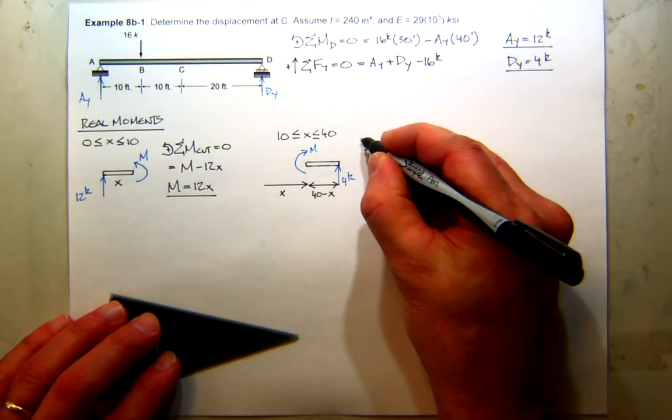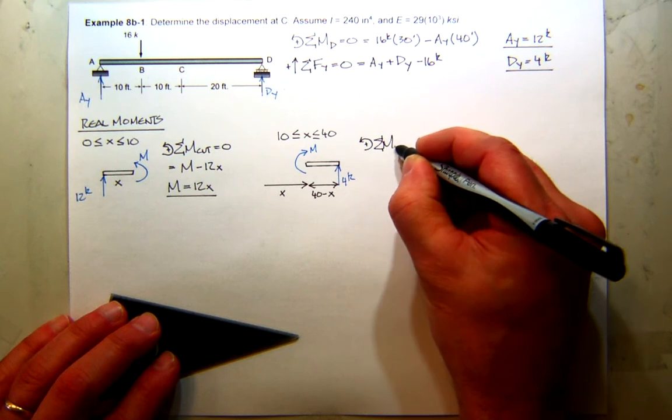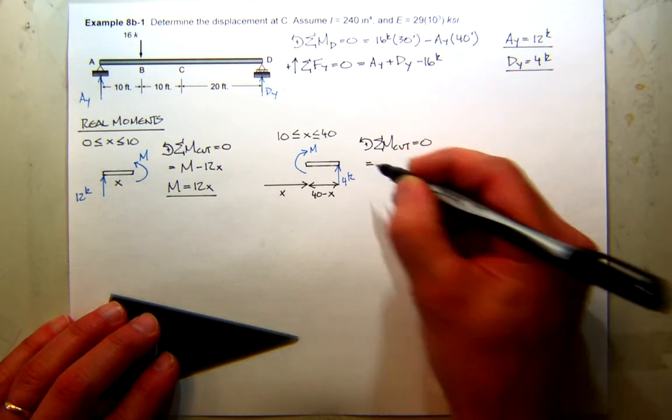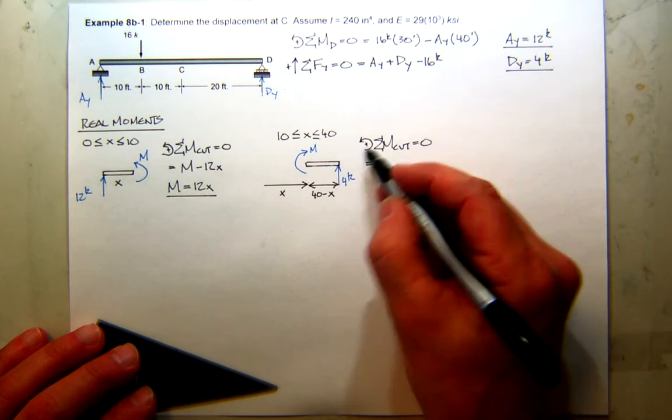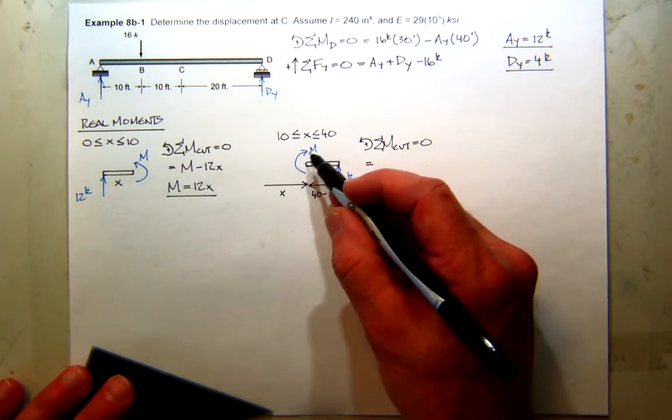And when I sum moments about this cut surface and make sure it's in equilibrium, well, what do I get? I'm using the right-hand rule, so my moment here is what? Positive or negative? Negative.